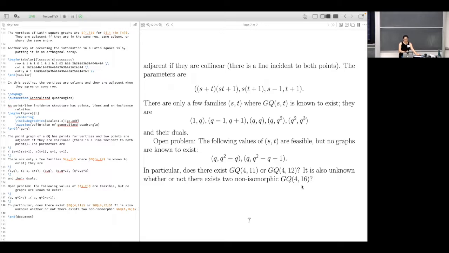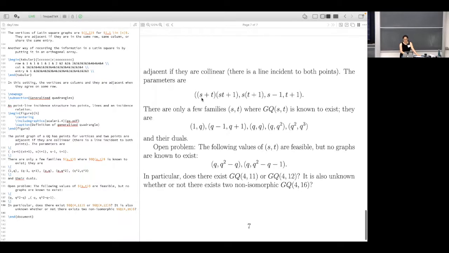And why would we care about such a thing? Well, every time you get a GQ, you get a strongly regular graph of these parameters. This only depends on s and t. So this is a good way to construct two cospectral graphs. And there are two cospectral graphs that are very, very similar.